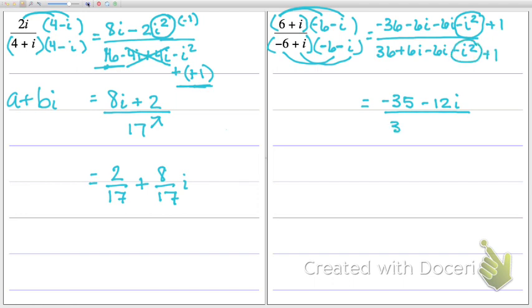You like that? You do? How'd you get 35? Because I have -36 plus 1. Oh, okay.